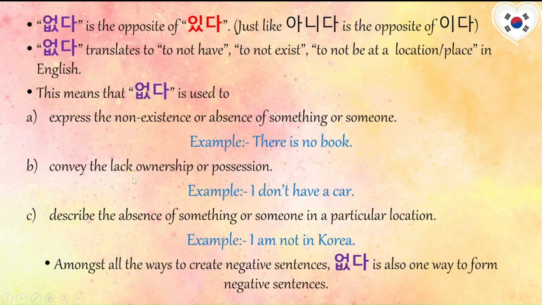Next, it is used to convey the lack of ownership or possession. For example, you have to say I don't have a car. It means you are lacking in possession of something. ठीक है, तो यहाँ पर नेगेटिव स्टेटमेंट में क्या काम आ गया? ऑप्टा. इसका जब पॉजिटिव देखा था तो उसमें क्या यूज हो रहा था?